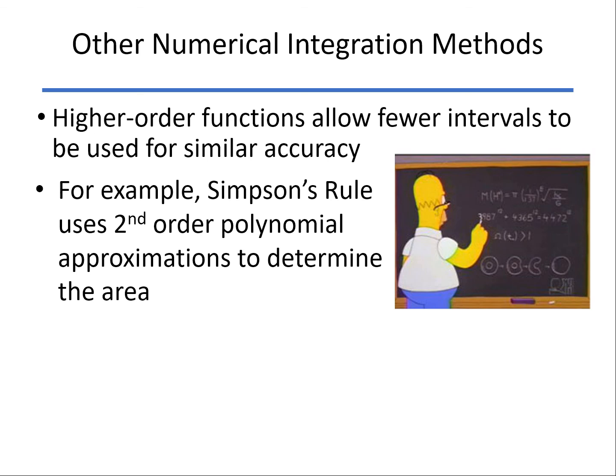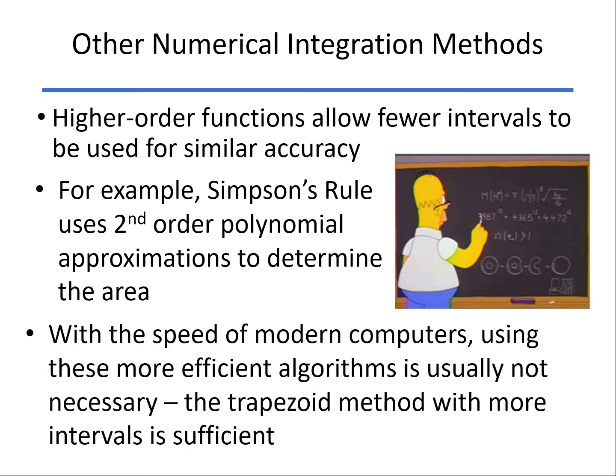But the way we have computers now, as you saw, I put in 10,000 trapezoids, and it took almost no time at all to do it. So usually we don't find those higher order algorithms to be necessary here. The trapezoid method works just fine, and if you have even a slow computer these days, you can do many intervals and get a good solution with the trapezoid method.